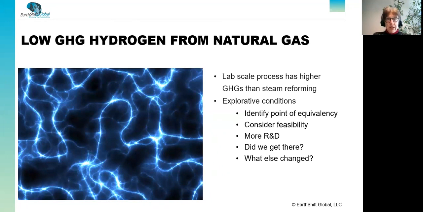We wanted to look at feasibility. Could that be done? Then, in fact, what happened was they considered the feasibility of actually dropping the energy consumption, because that was what was holding us back, down to the point where we showed the equivalency. They went back and did more R&D, and then they shared the data with us again. We modeled again. Did we get there? What else had changed? This was a whole process that we did with them.